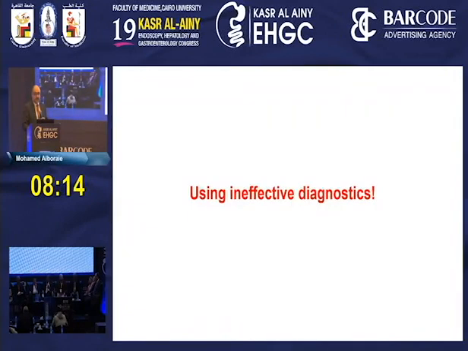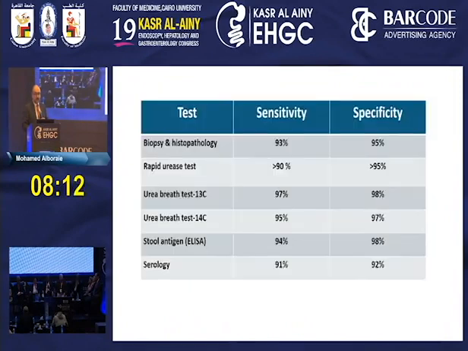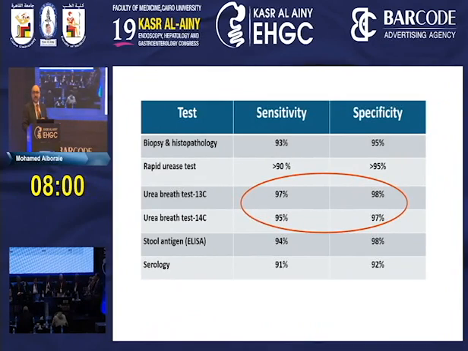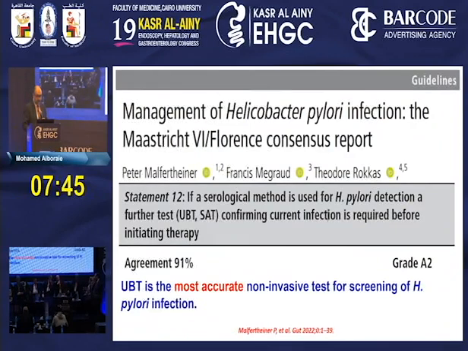The second mistake is using ineffective diagnostics. As all of us know, we have all these armamentarium of diagnostics. You can use histopathology, you can use rapid urease test, urea breath test, etc. But the most accurate one to use from the non-invasive tests that is currently present in Egypt is the urea breath test, either carbon 13 or carbon 14, because the other tests, the rapid tests, are not accurate. The stool antigens, even the monoclonal ones, have to be validated against histology to be used in the community.